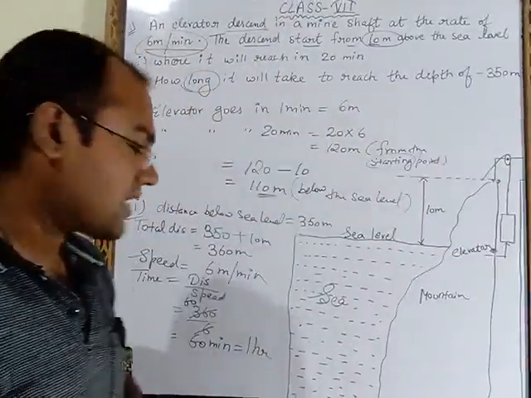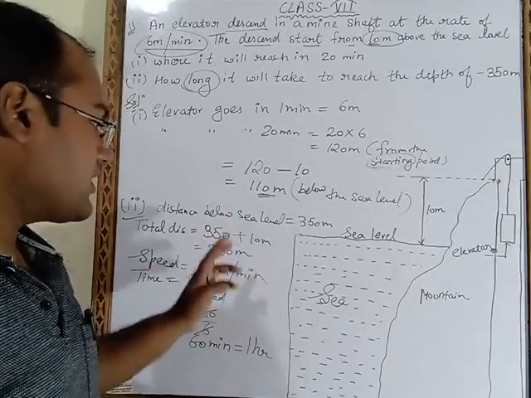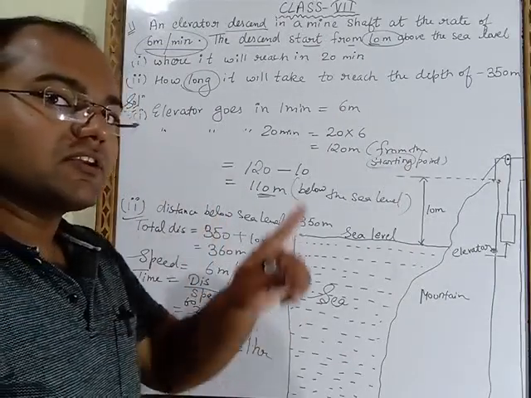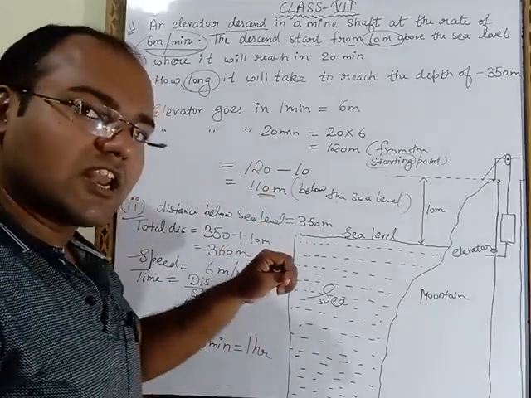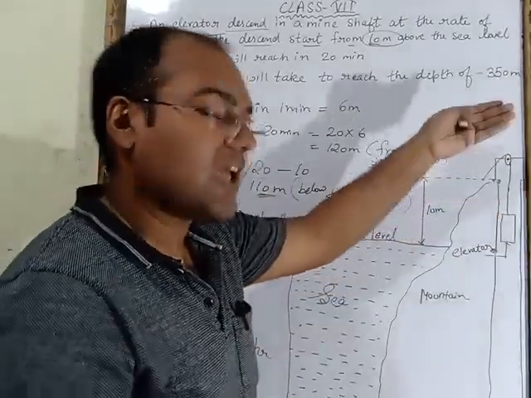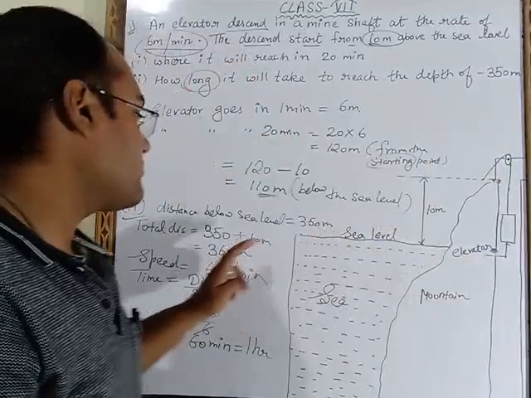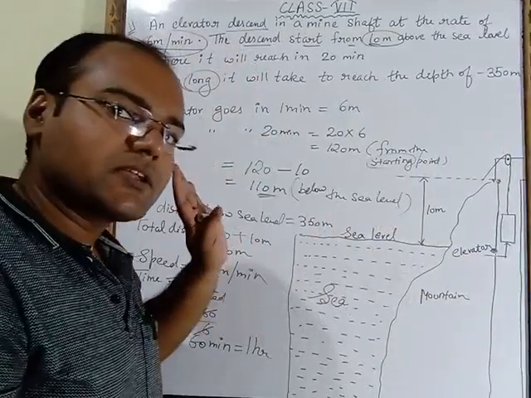So that means in order to go 350 meter below the sea level, how much time will this elevator take? 1 hour it will take, but we will not take the distance as 350. This is 350 meter below the sea level, but mining is starting 10 meter above. So this 10 meter also we have to take. So total distance will be 360 meter.